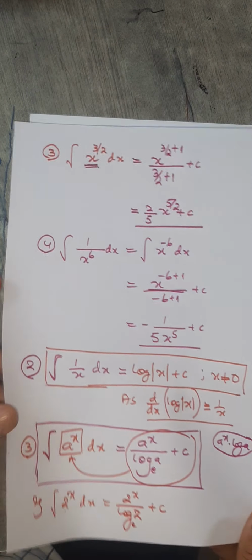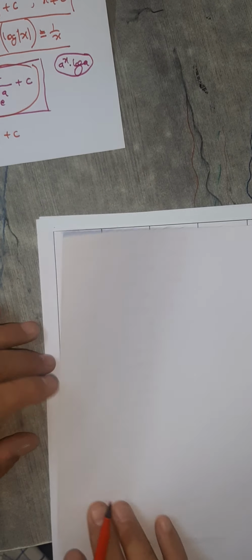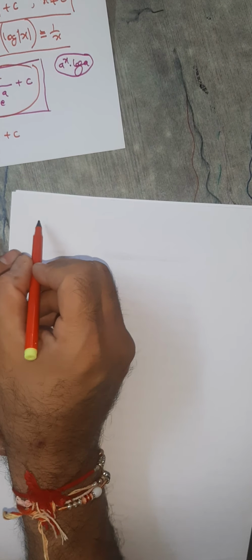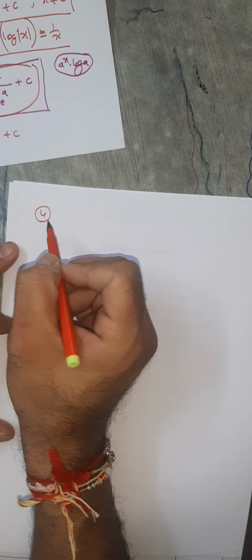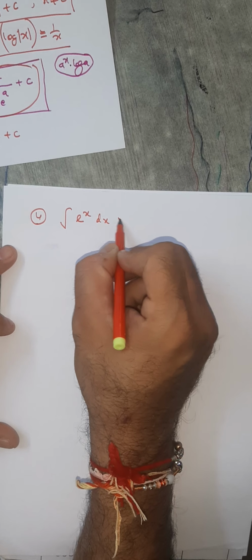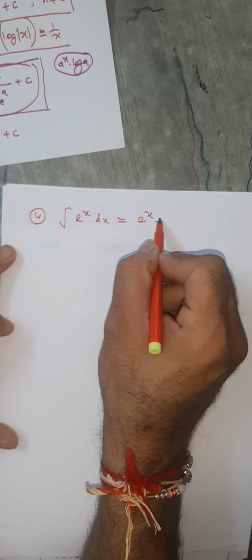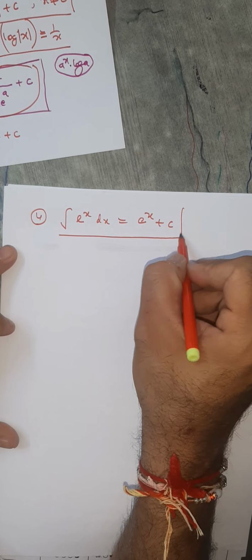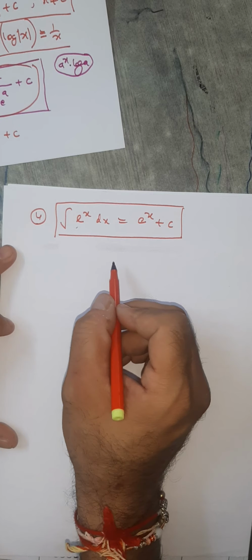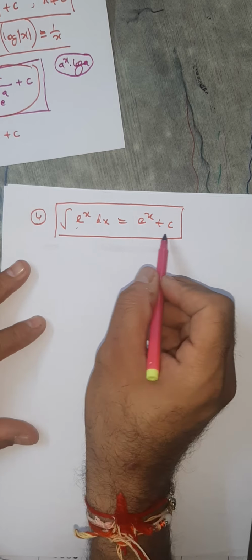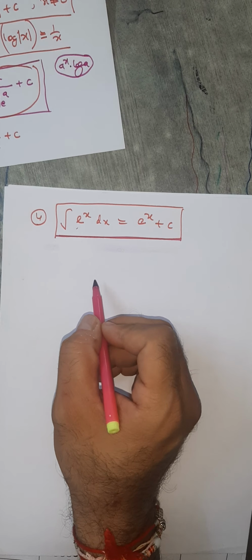Now from this we have the next formula, that is about e raised to x. So fourth one, let me write here, which is the integral of e raised to x. As I mentioned earlier, it is e raised to x plus c. You know, the differentiation of e raised to x is itself. So this is your answer. The derivative of e raised to x is e raised to x, and in the same way the integration of e raised to x is also e raised to x.